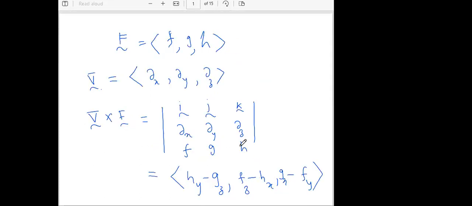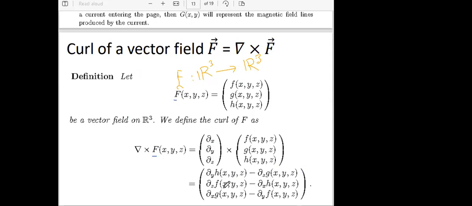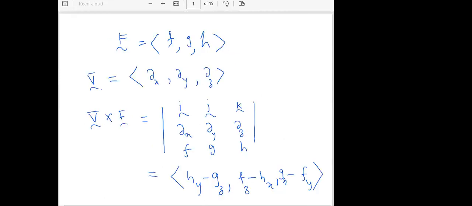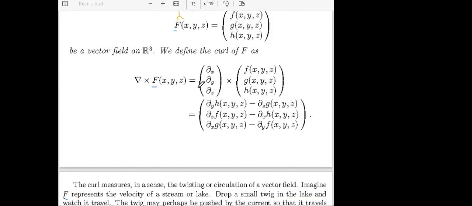Normal, right? Same. Okay, normal cross product, right? Because these are three-dimensional vectors, and this operator is also three-dimensional, so you can take the normal cross product. So these are operators. Okay, got it? Yes. So that is the definition.